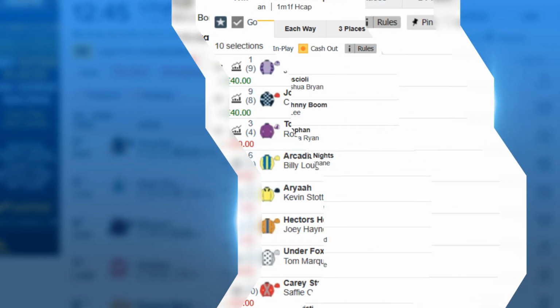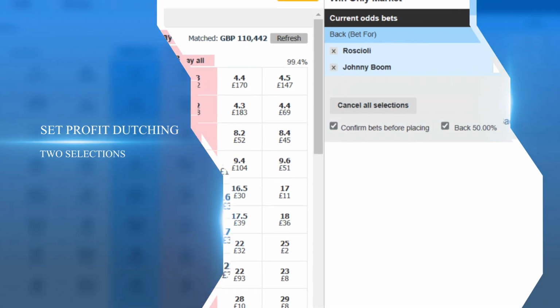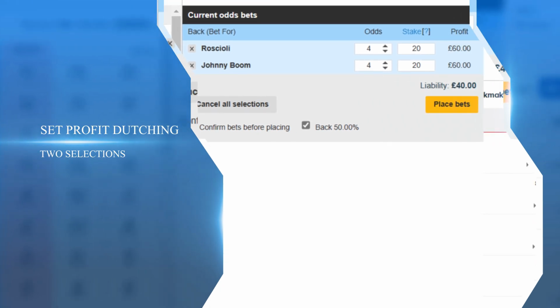Set profit Dutch betting. This is when a bettor, regardless of how many picks are made, aims to make a certain profit from a race or event. So we'll look at an example with a predetermined profit of £40 and demonstrate how it works with 2 or 3 variants. With 2 selections and a target profit of £40, we stake £20 on horse X with odds of 4, and £20 on horse Y with odds of 4. Total stake £40, 20 and 20. You should make £40 profit regardless of whichever horse wins.